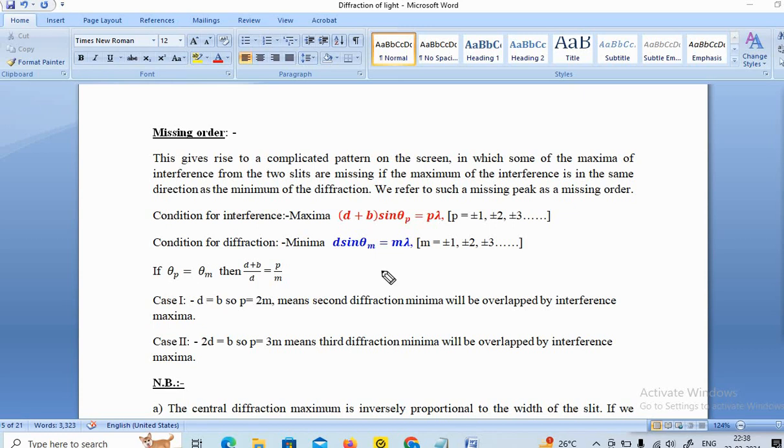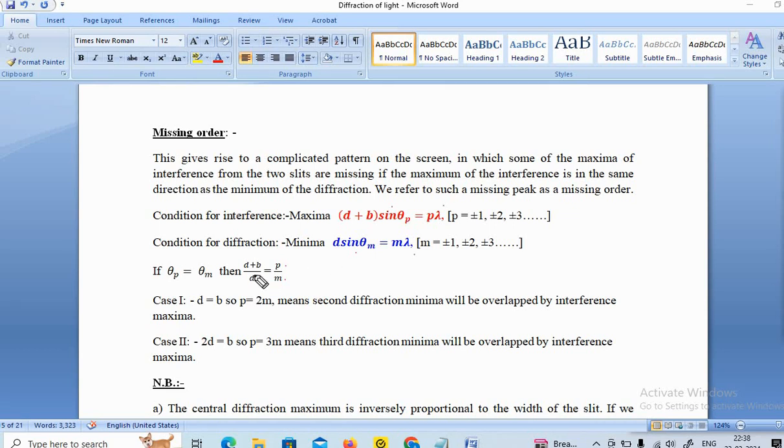Now when these angles are equal, obviously the sine values are equal. Taking equation number 1 and equation number 2 and dividing, the sine values are equal, so they cancel each other. What is left is (b plus d) divided by d, equal to p by m. And since you are using a single light source, the lambda values are also equal.